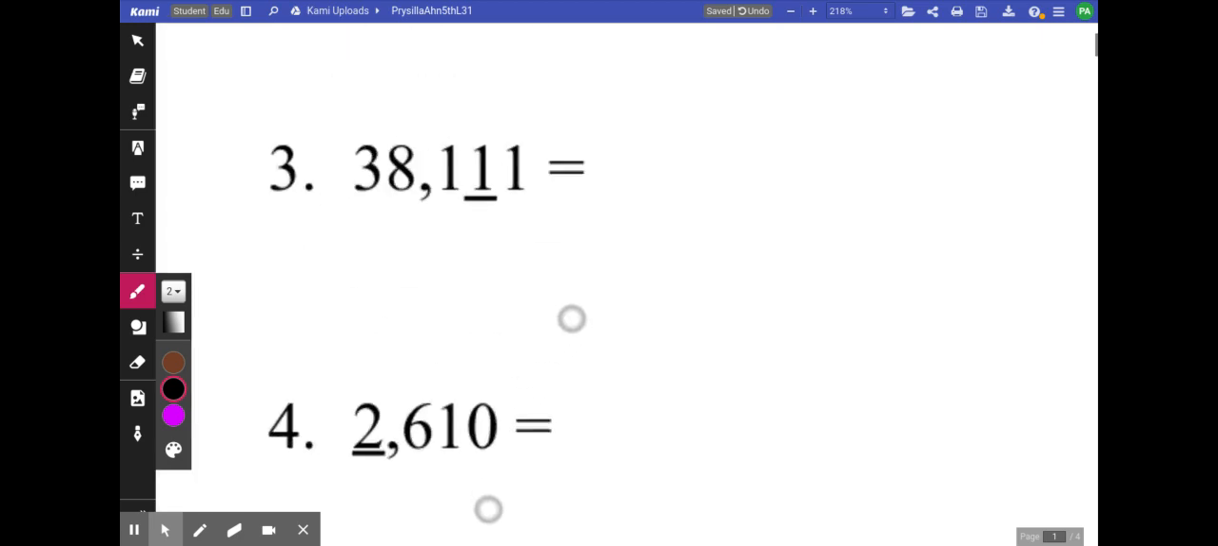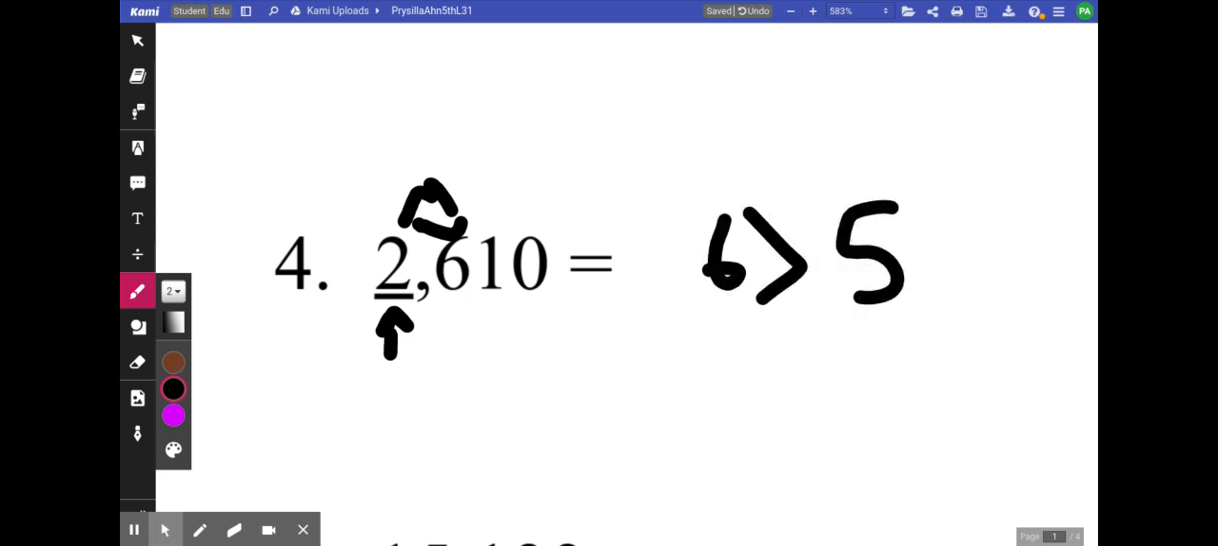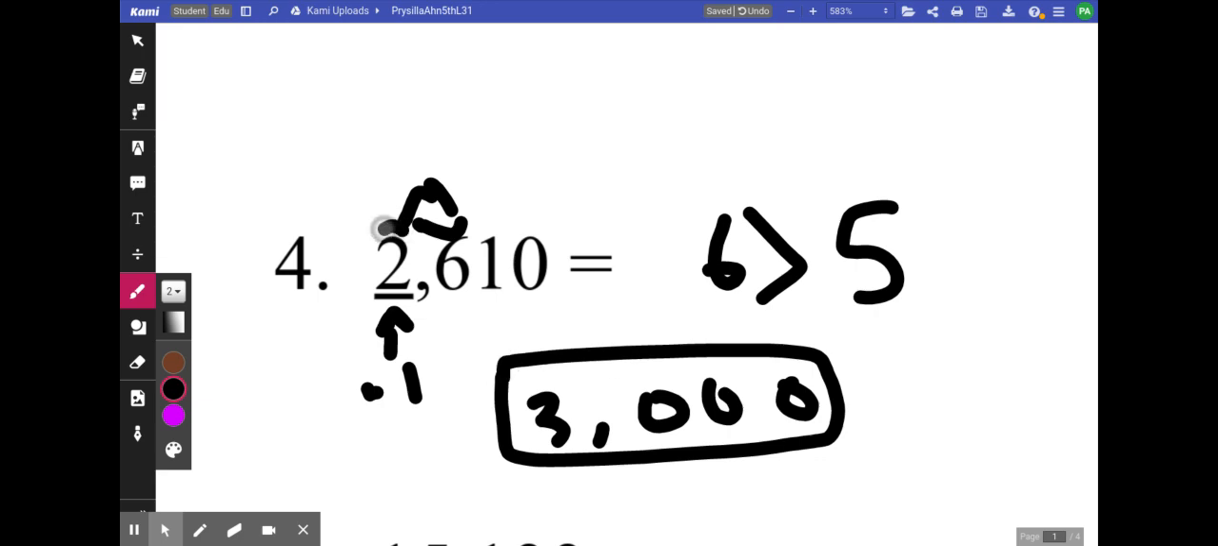So let's do number 4 together. We're going to determine if we change the number 2. We're going to look at 6 because it's the one right next to it. Obviously, 6 is a bigger number than 5, so we're going to make it plus 1, which is 3,000. The rest becomes 0 because we are focusing on this place.